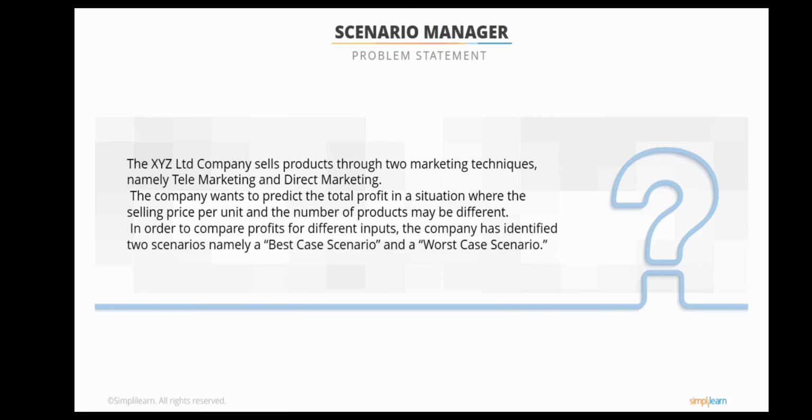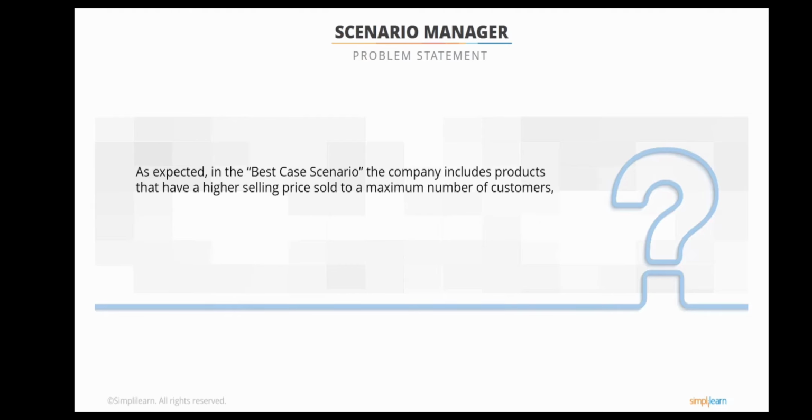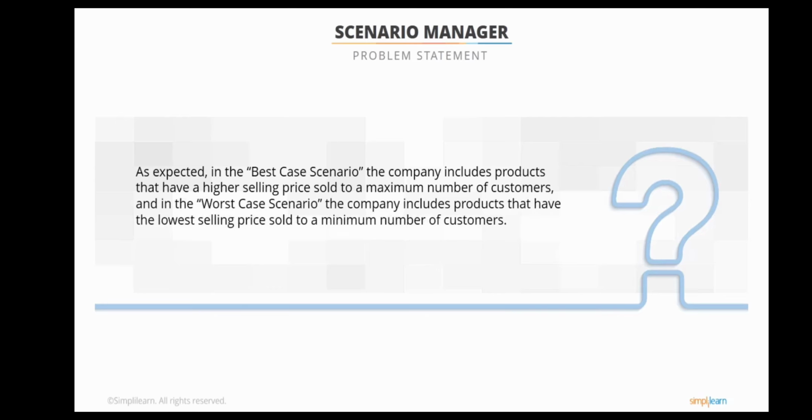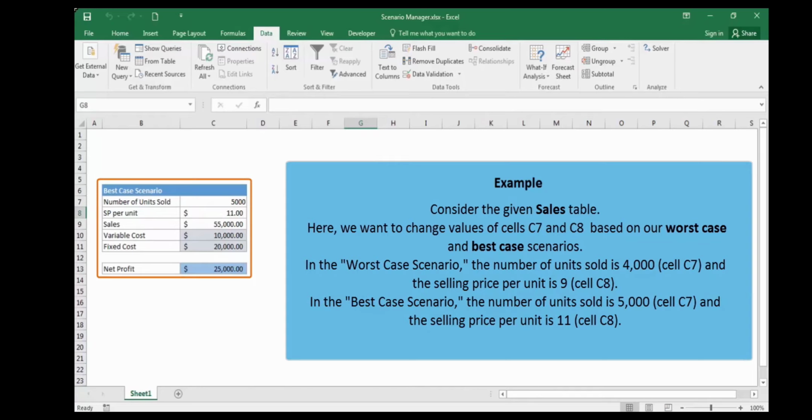In order to compare profits for different input values, the company has identified two scenarios, namely best case scenario and worst case scenario. As expected, in the best case scenario, the company includes products that have a higher selling price sold to a maximum number of customers. And in the worst case scenario, the company includes products that have the lowest selling price sold to a minimum number of customers. Consider the given sales table.